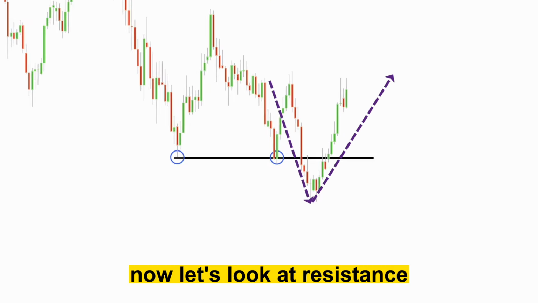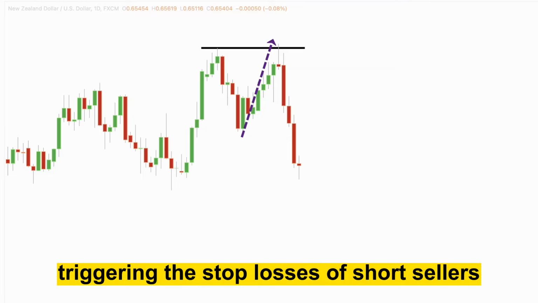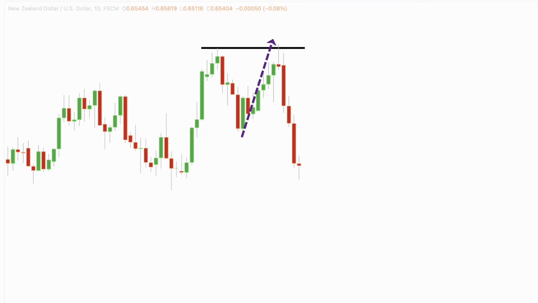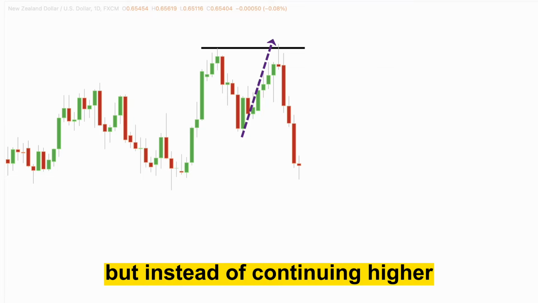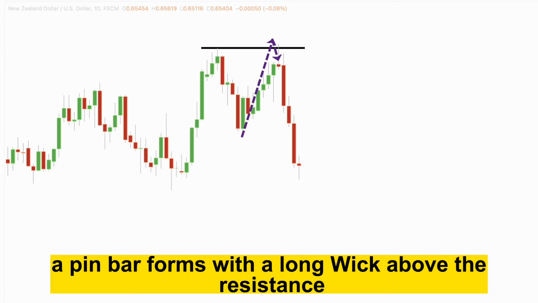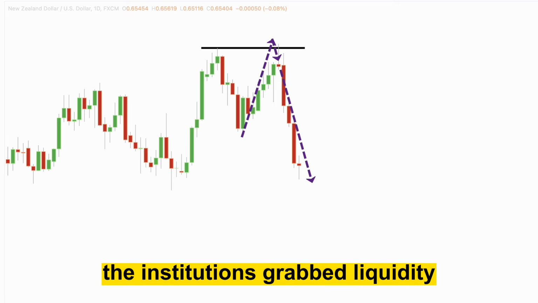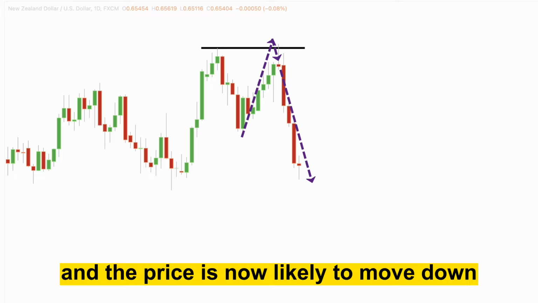Now let's look at resistance. The market breaks above resistance, triggering the stop losses of short sellers. But instead of continuing higher, the price quickly closes back below the resistance level. A pin bar forms with a long wick above the resistance, signaling a soft liquidity grab. The institutions grabbed liquidity by triggering those stops, and the price is now likely to move down.